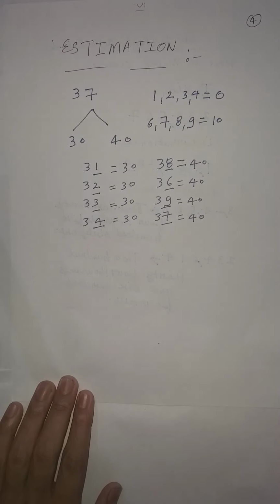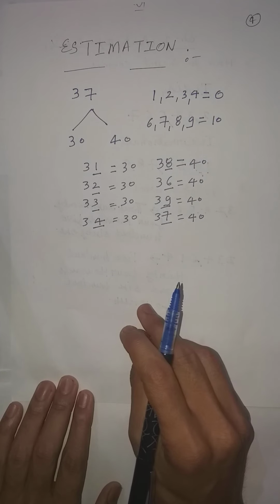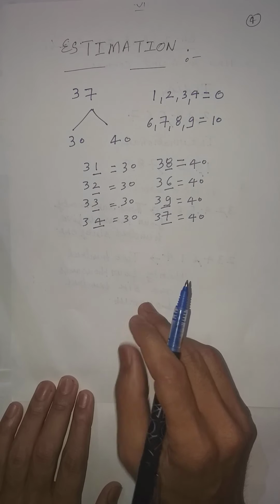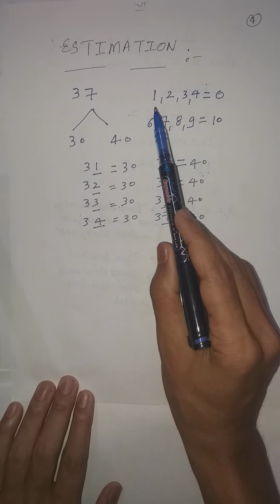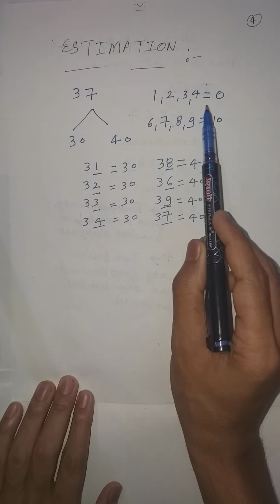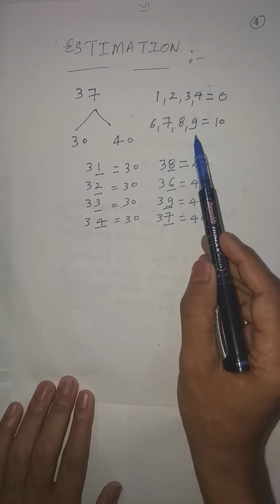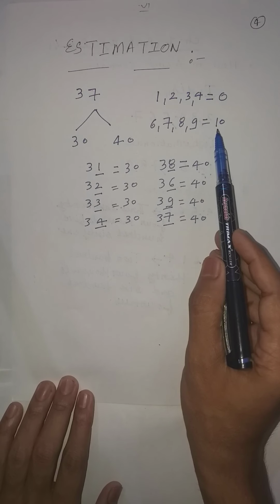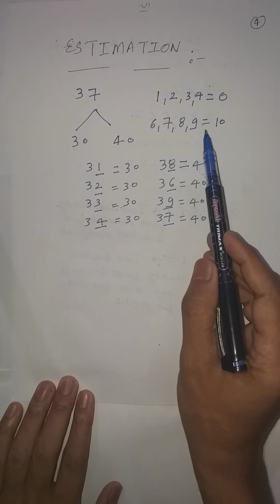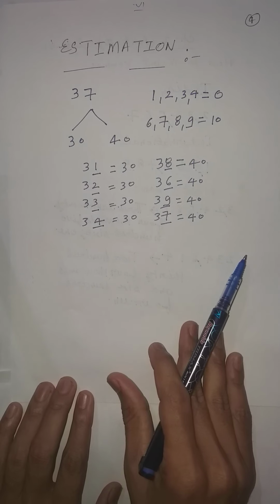Now, one question I think comes to your mind. Here I explain: if there is 1, 2, 3, 4, then you will put 0, and if 6, 7, 8, 9, then you will put 10. It means you will increase 1. Then what about 5? So today I will explain the concept of 5.